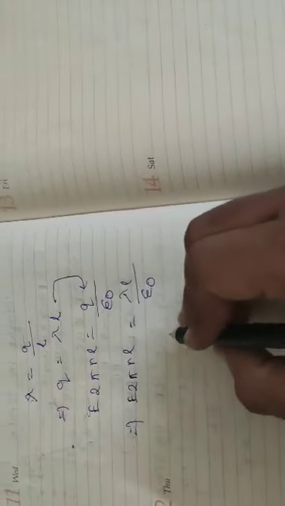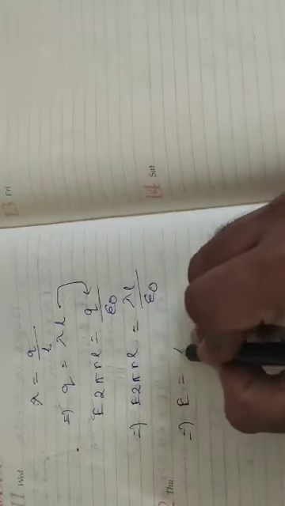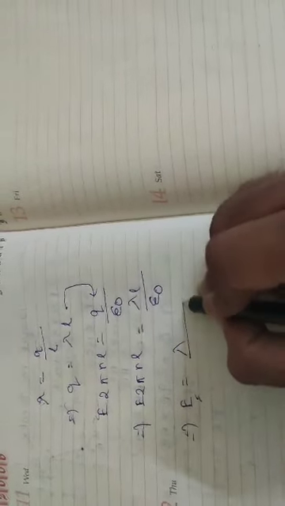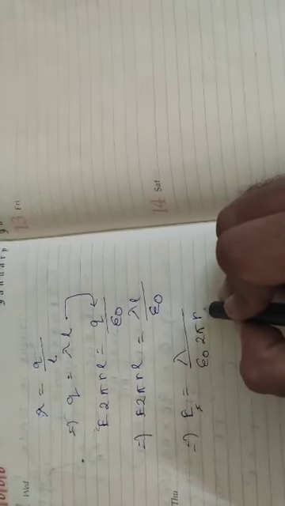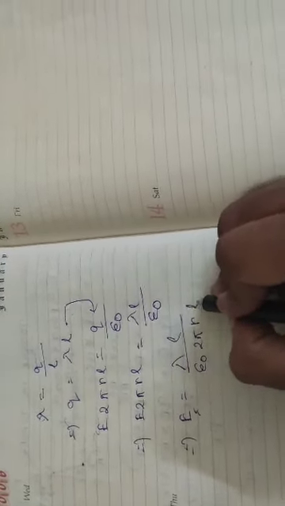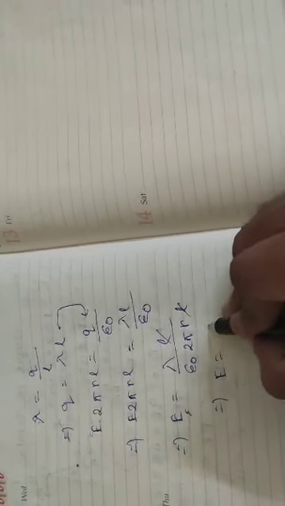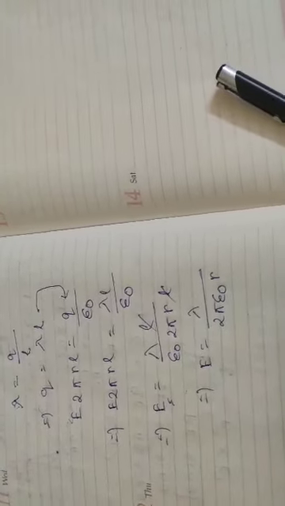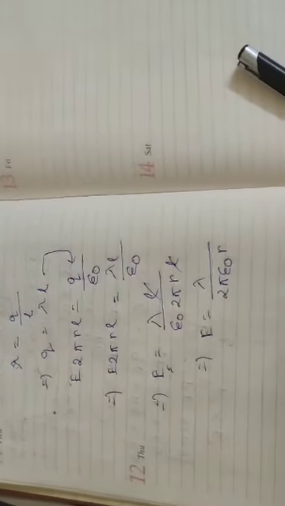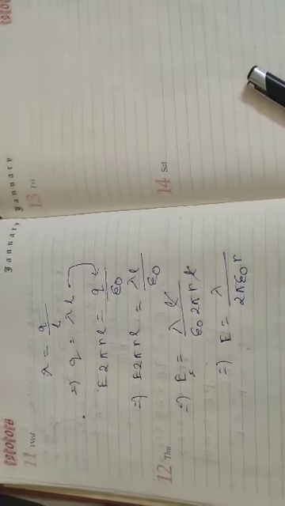Okay, so after solving, what do we need? Electric field only. This we need: lambda by epsilon naught 2 pi r. And this L and this L are being cancelled, right? So what is the answer? E equal to lambda by 2 pi epsilon naught r. Clear everyone? So this much, if you derive, you will get the 3 marks.